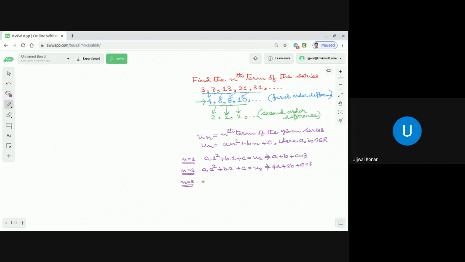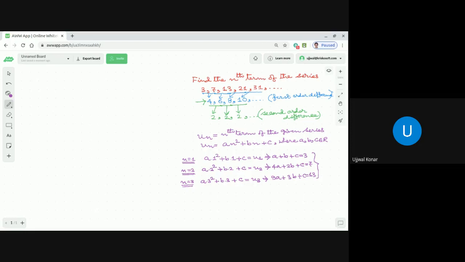For n equal to 3, what are we going to get? A into 3 square plus b into 3 plus c, that is equal to u3. Divansu, what is the value of u3? 13. 13, correct. 9a plus 3b plus c is equal to 13. And I'll stop here. So what will be my task? To solve these three equations.